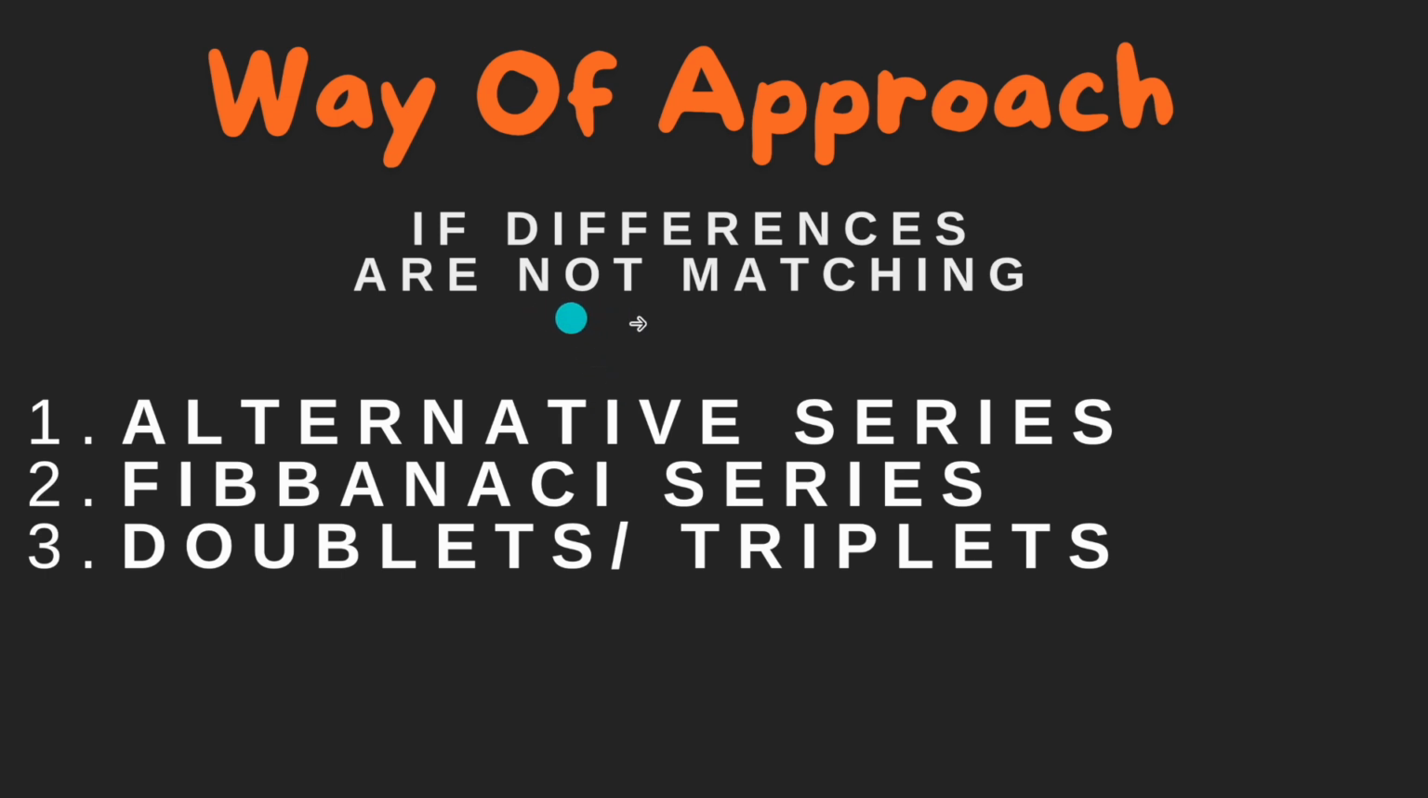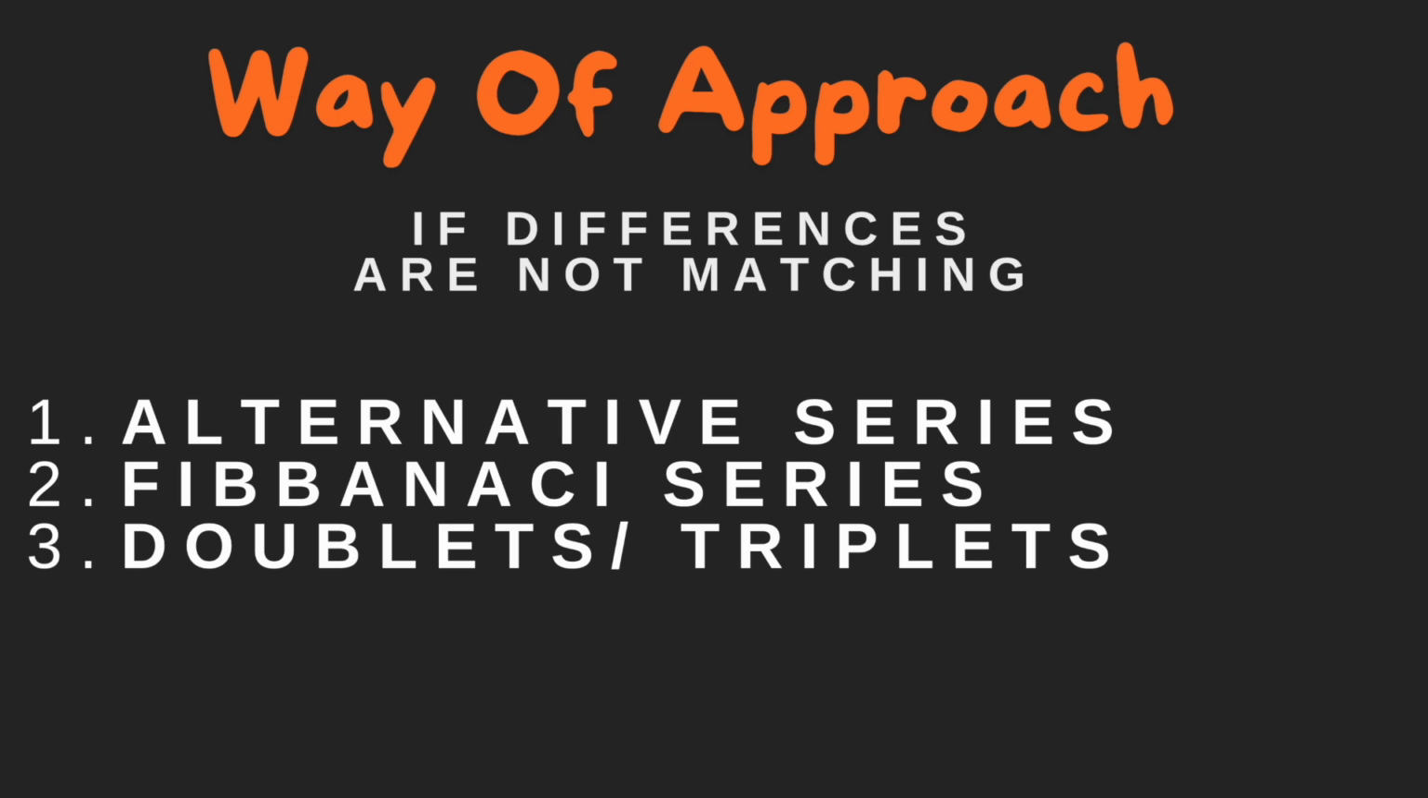If level of difference is not matching, you have to think about three important patterns. One is alternative series. That means they will be giving the sequence in the alternative pattern. The other one is Fibonacci series. The other one is doublets and triplets. So mostly 100% the question will be given only from these patterns. One is going with the level of difference, and you will easily understand level of difference is not going to match if the sequence is not a gradual increase or gradual decrease.